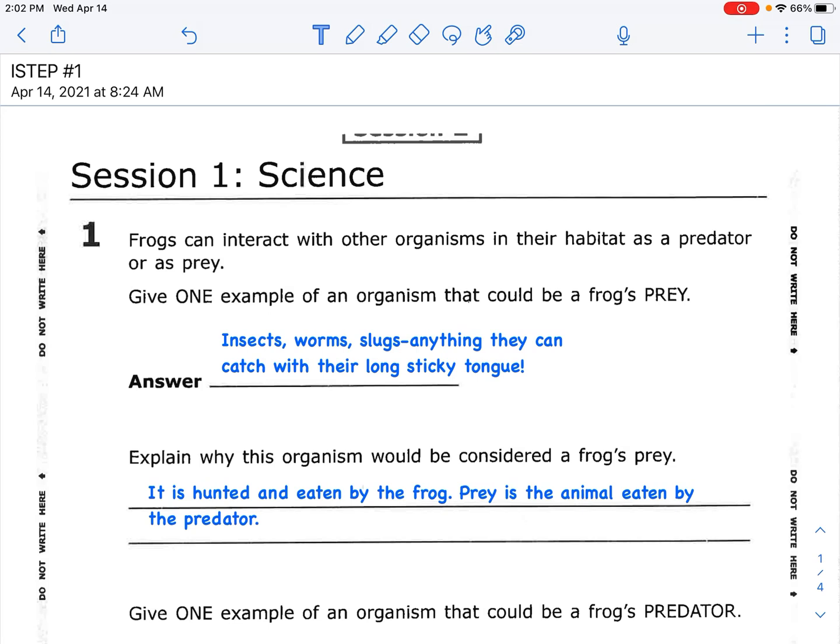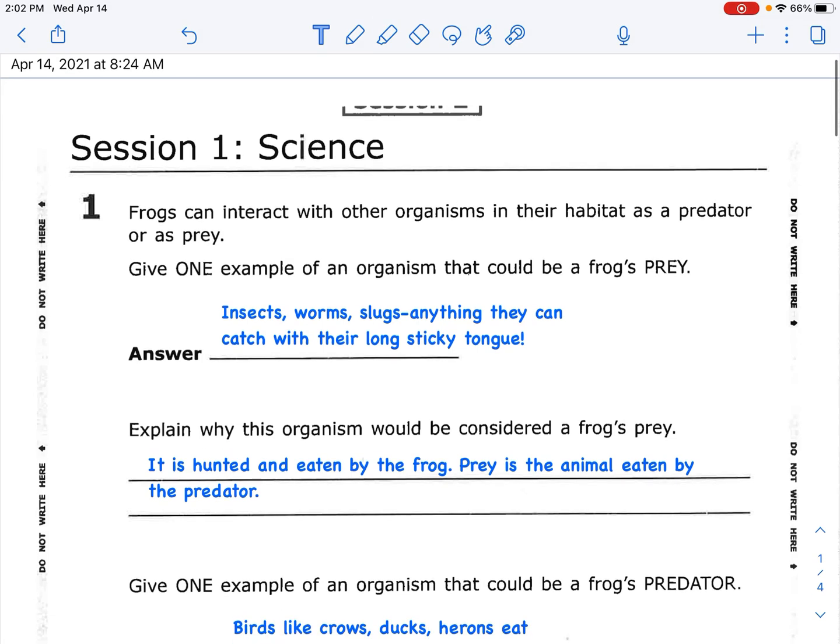So prey is going to be the organism that the predator seeks out, hunts, and eats. So I just listed a few there for you. Insects, worms, slugs, anything that they can catch with their long, sticky tongue. So that long, sticky tongue on the frog is an adaptation that frog has to help it obtain food.